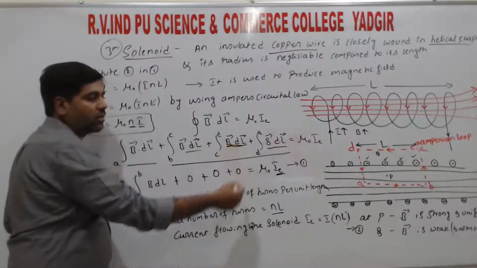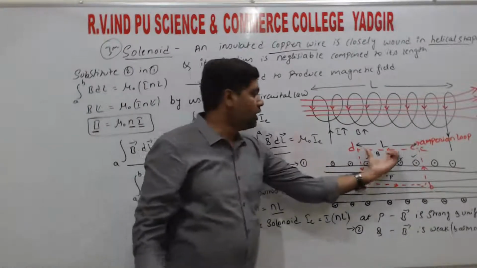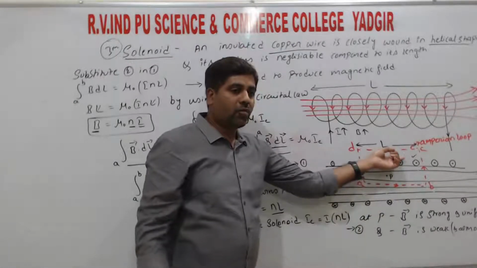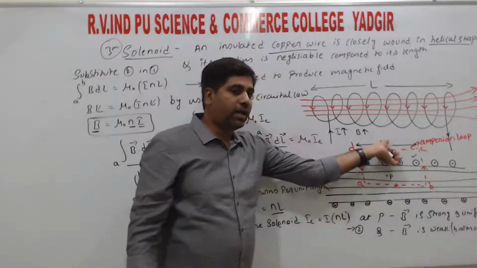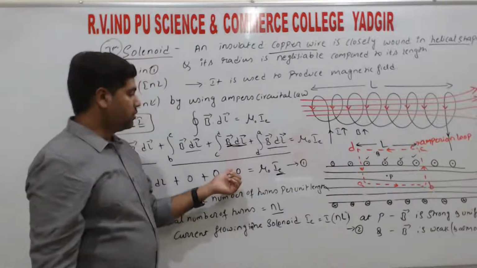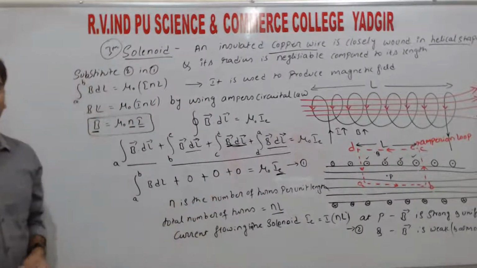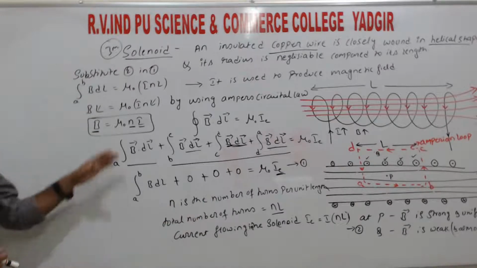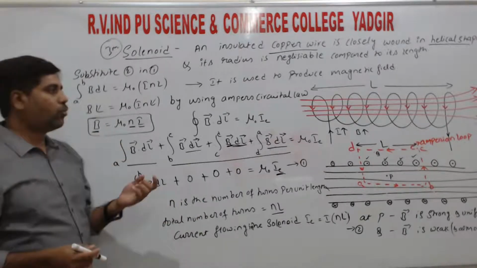Here it becomes 0 because it is outside the field. So this line element is outside the magnetic field, so there is no magnetic field. So that's why the B value becomes 0. So 0 into anything is 0. So that's why we can take that one as 0, right? So 3 to 4 steps come up, very important.